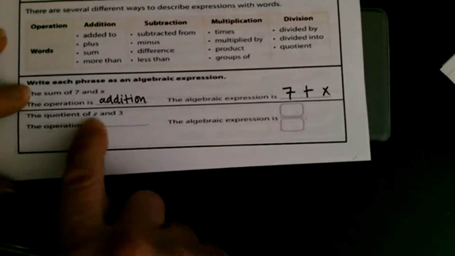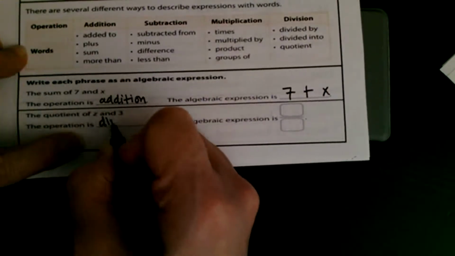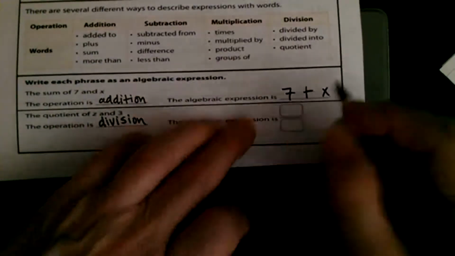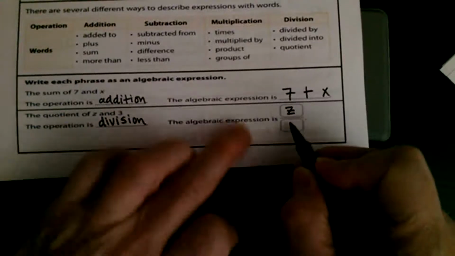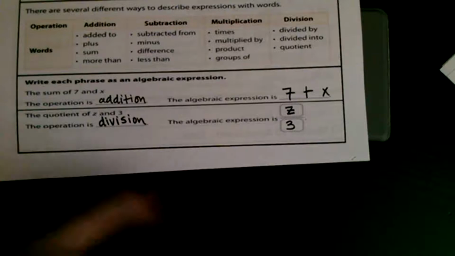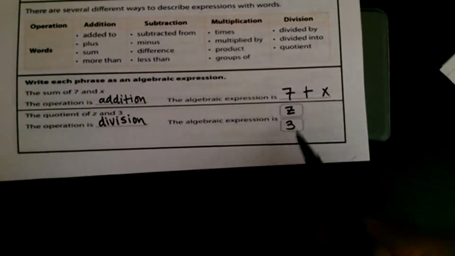All right, here's another one. It says the quotient of z and 3. So you look here, you see quotient is under division. So you know this is a division problem. And the algebraic expression is z divided by 3. When you see the quotient of z and 3, z is divided by 3. That is when you have phrases.